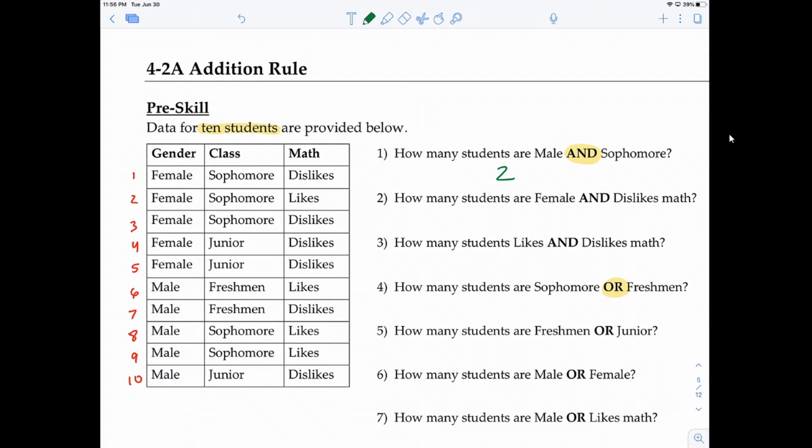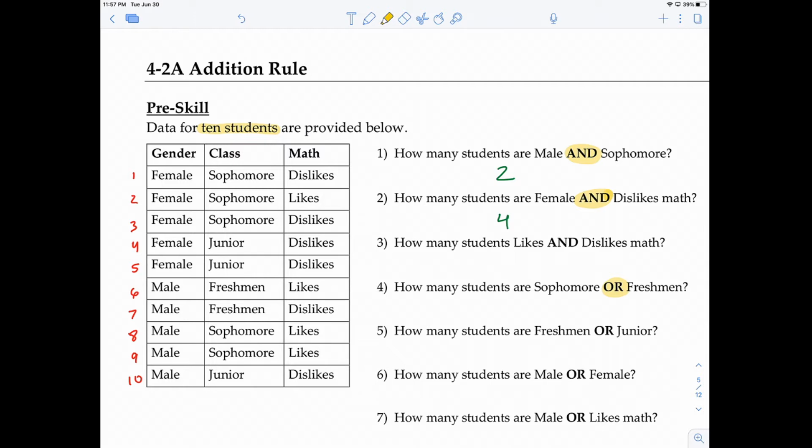And then number 2, we have how many students are female and dislike math. So female and dislikes math. So how many students of the 10 exhibit those 2 characteristics? All right, so female and dislikes. So we know that there's 5 females, but those who dislike math. So those who are both female and dislike math is this one, this one, this one, and that one. So there's 4 of them.